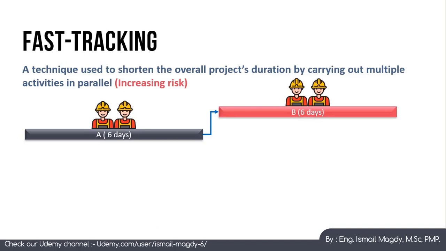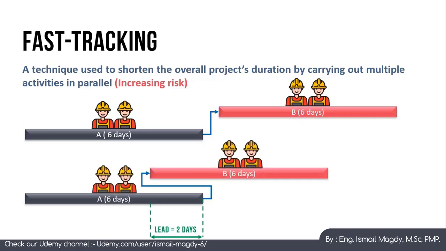The second method we will learn is fast tracking. And in this method, we will not add any more resources to any activity. However, what we are going to do is starting the second activity with a lead of 2 days instead of waiting for the first activity to finish, which means that now both activities are going to take 10 days to be completed instead of 12 days, and now we have a time saving of 2 days.